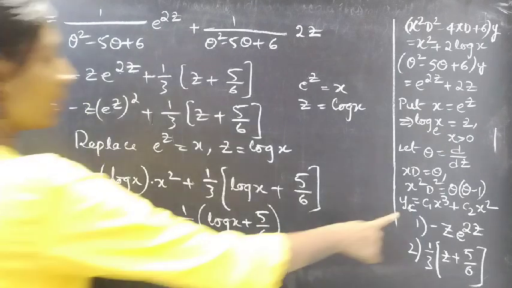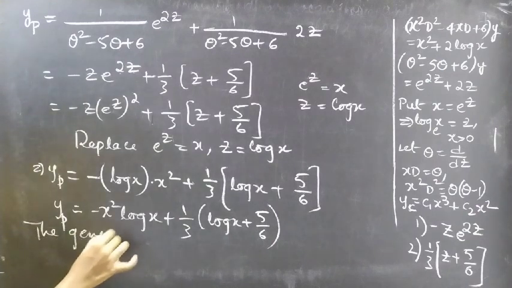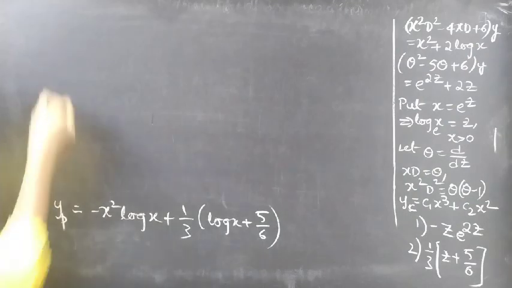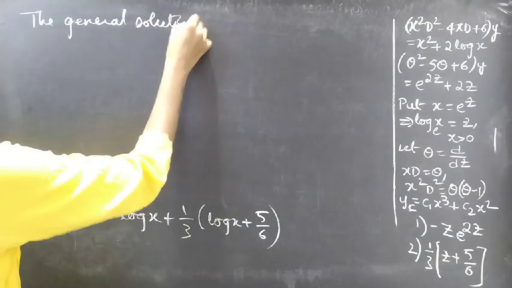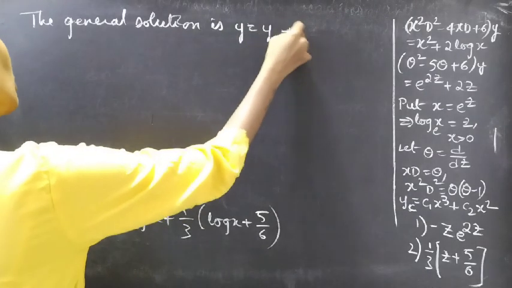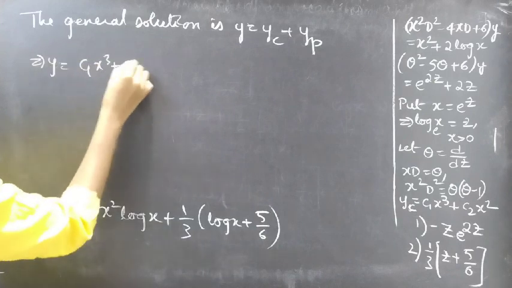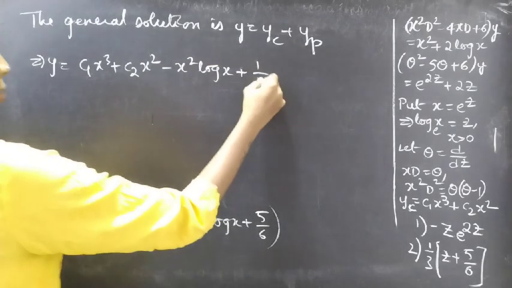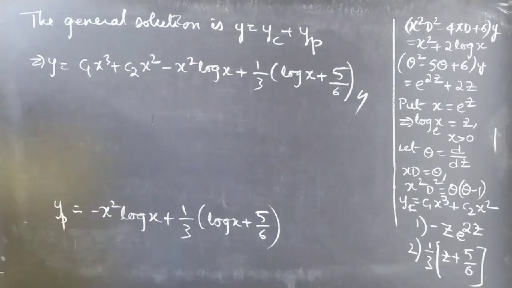So we got yp and yc. Now let's write the general solution. The general solution is given by y equal to yc plus yp. Then y equals, for yc we have c1 x cube plus c2 x square, and yp is minus x square log x plus 1 by 3 into log x plus 5 by 6. This completes the problem.